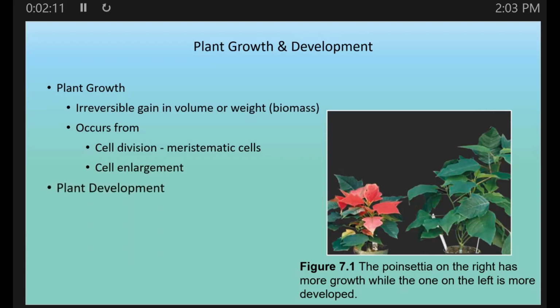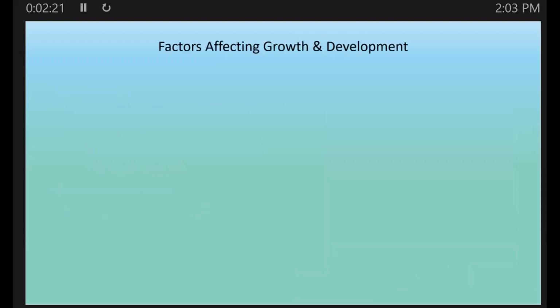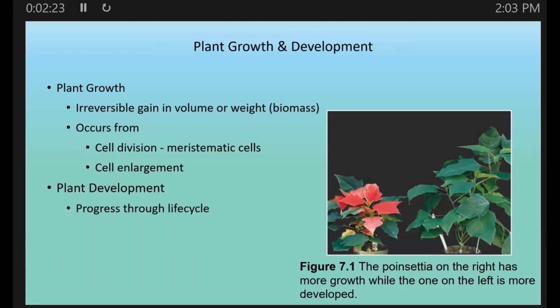So often you'll hear plant growth and development all in one phrase like that, but technically plant development is the progress of that plant through its life cycle. So the picture on the right is showing that the plant on the right, yeah, there's more growth there compared to the one on the left, but the left is more developed because it's further along the life cycle. It's already starting to form flowers and eventually fruit. And so technically growth and development really are two different concepts in this realm.